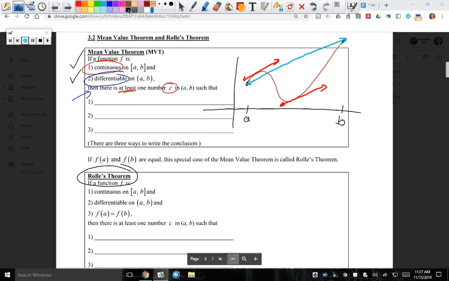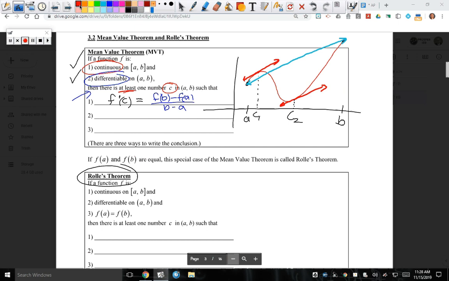So we could say that there's at least one C. Here's one. Well, it's a little bit more to the left. And here's the other. At least one number C such that f prime at C is equal to f of B minus f of A over B minus A.